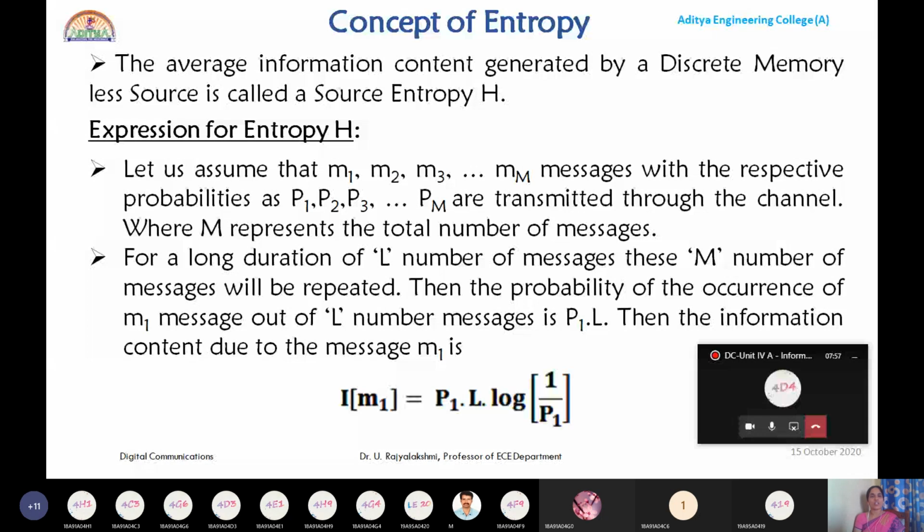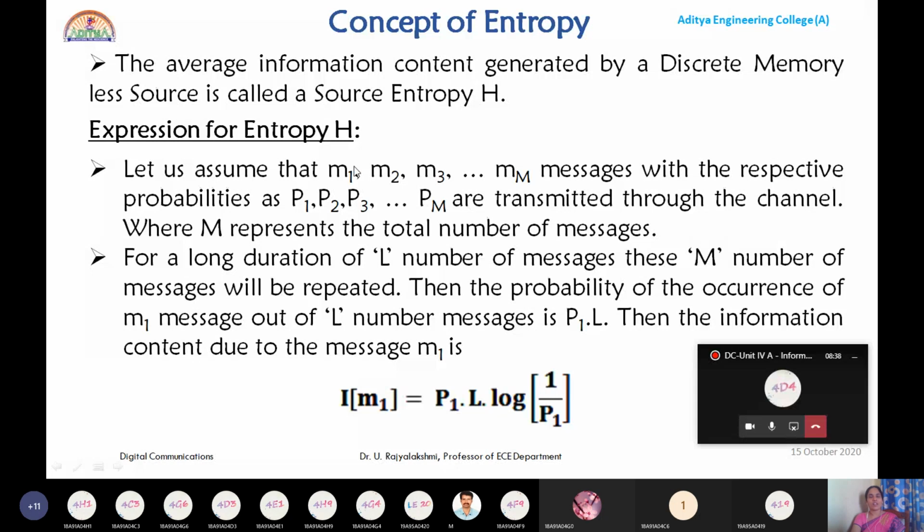For example, if you want to get the average information, the average information content generated by a discrete memoryless source is called source entropy. Generally it is represented with the variable H. It is the average information content of all the messages.